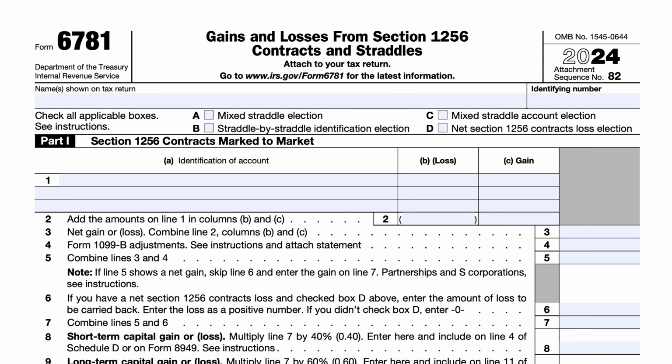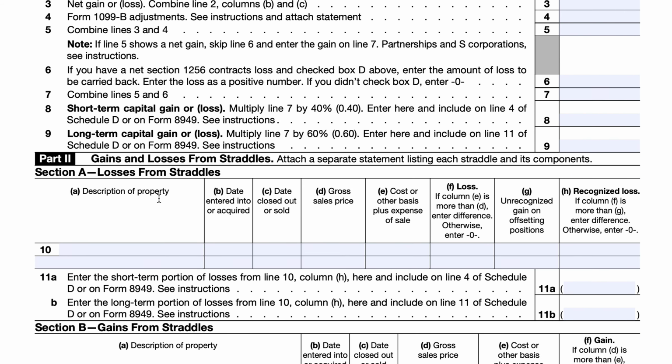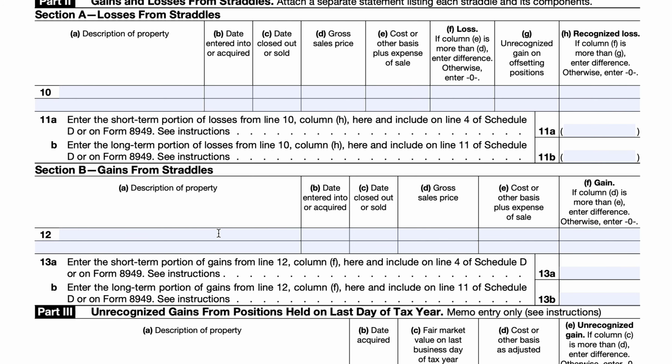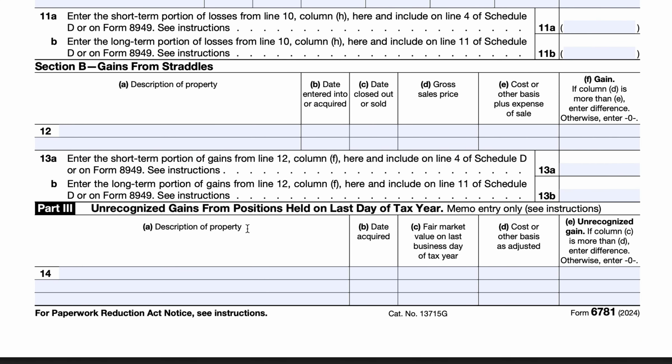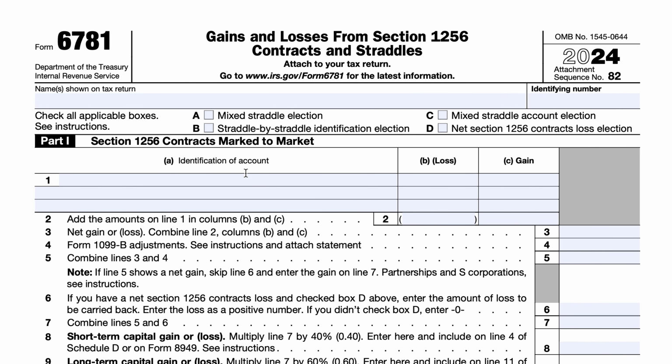So part one contains the Section 1256 contracts marked to market. In part two, we're going to go over gains and losses from straddles. Section A of part two has to do with losses from straddles. Section B has to do with gains from straddles. And then part three, we're going to note unrecognized gains from positions that were held on the last day of the tax year. So, one page, I wouldn't say straightforward, but it is straightforward if you're familiar with the terms and what exactly you're reporting.